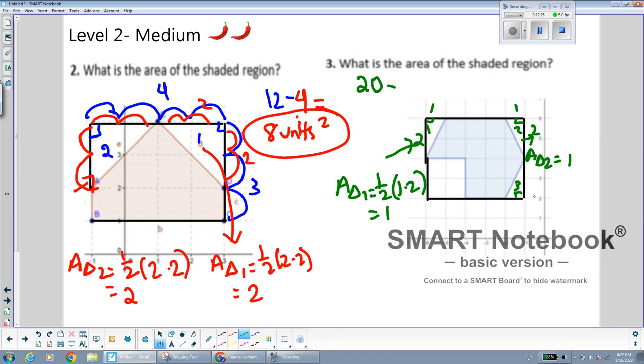Triangle 3 also has the same measurements. It's got a base of 1 and a height of 2. So that means the area of triangle 3 is also going to be 1 because we're plugging the same things into the formula. And then finally, the area of the square, it's a 2 by 2 square, so the area is 4. So altogether, 1 plus 4 plus 1 plus 1, that is 7. So the area of the shaded region is 13 units squared. Super quick method to find the area of any shape on the coordinate grid.